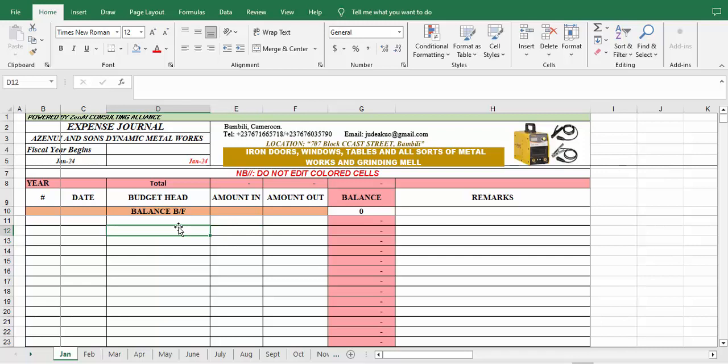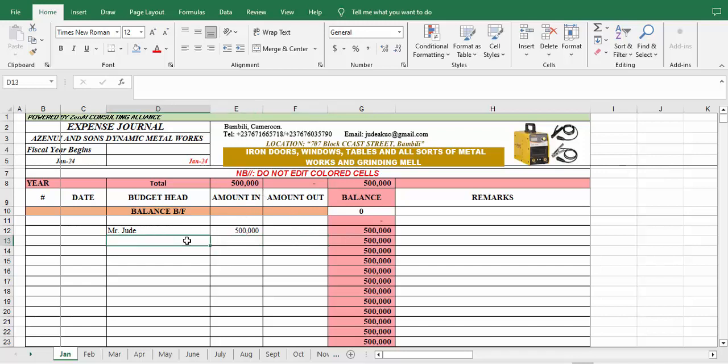So if you give in, Mr. Jude, you give in 500,000 into the business. That's you allocate 500,000 to spend in the business. Okay, along the line, remember money doesn't come from your clients. Money doesn't come from your clients into the expenditure journal. Money only comes from you. Any money coming into the expenditure journal only comes from you. Okay, you allocate 500,000 to spend for the business, so your balance is 500,000.